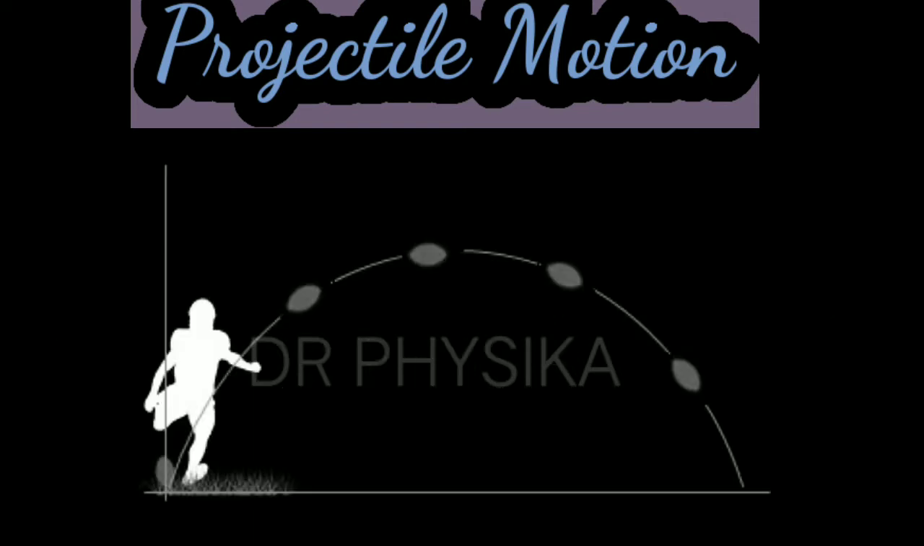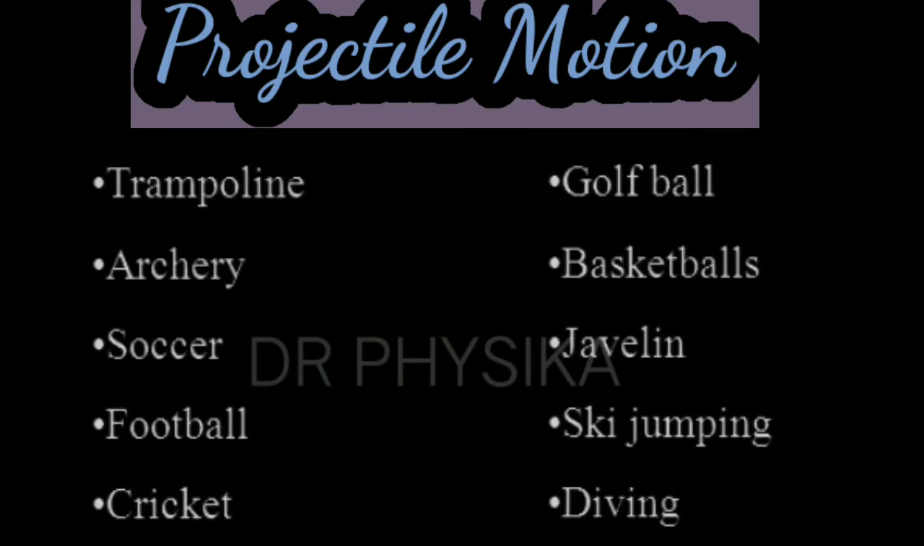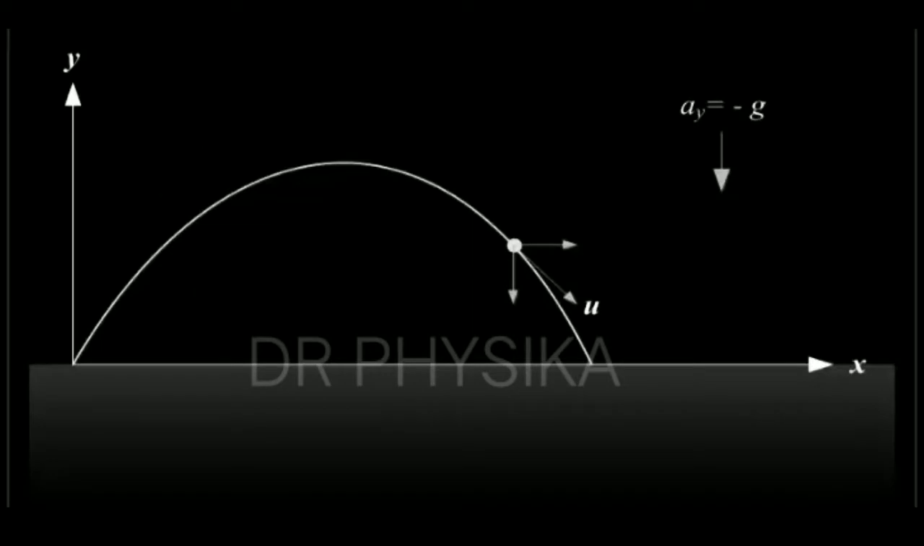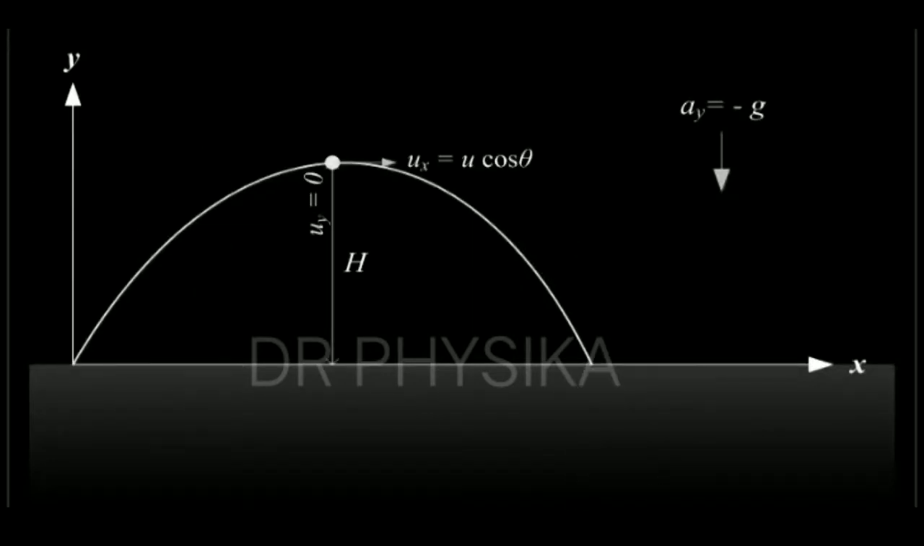For example, when a footballer kicks a football, it performs a projectile motion if air resistance is neglected. And the motion of a cricket ball thrown in the air by a cricketer can be considered to be projectile motion. And here the ball is called a projectile. Here are some more examples of projectile motion. Now let us learn about the equation of projectile motion.